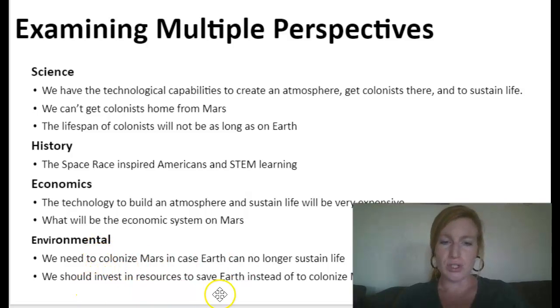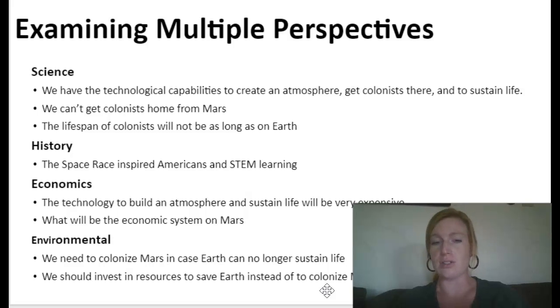Environmental: we should invest in resources to save Earth instead of colonizing Mars. Maybe someone's like, that's so much money. Why don't we just invest in stronger regulations of pollution and stronger regulations of corporations?